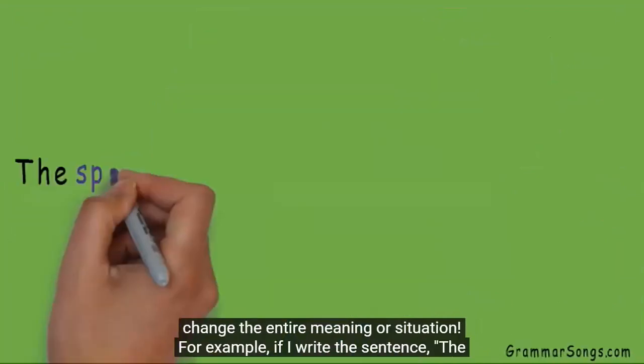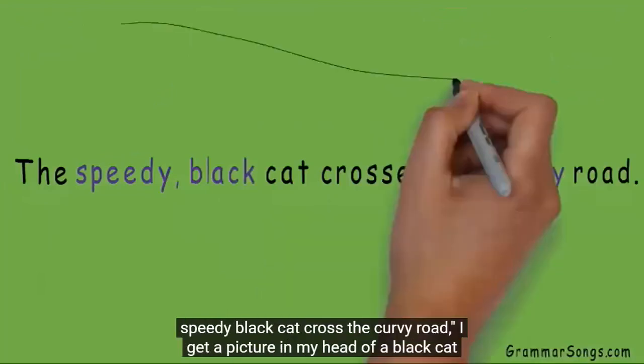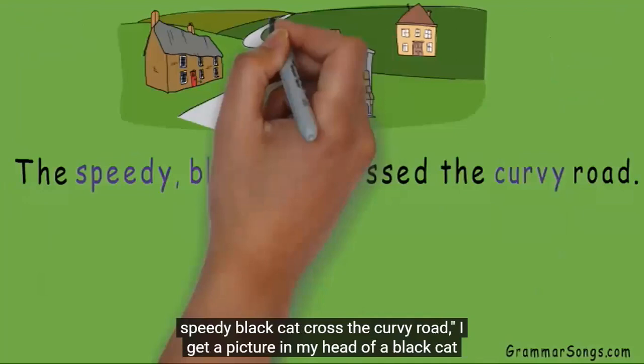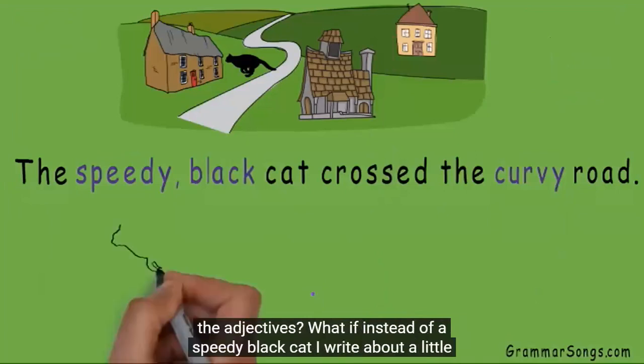For example, if I write the sentence, the speedy black cat crossed the curvy road, I get a picture in my head of a black cat running quickly across a curvy road. But what happens to this image when I change the adjectives?